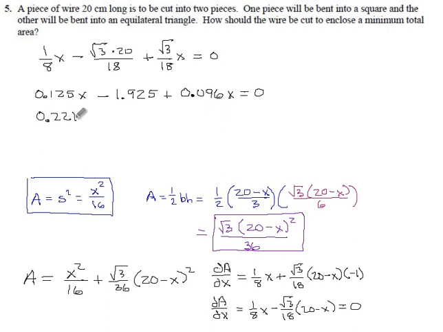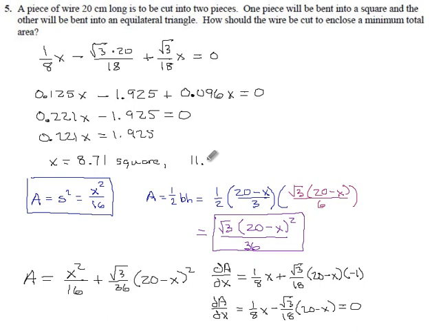So 0.221x minus 1.925 equals 0. Take the 1.925 to the right and divide both sides by 0.221, and we get 8.71. So we should use 8.71 centimeters of our wire to produce the square, and 20 minus 8.71 is 11.29 centimeters to make the triangle.